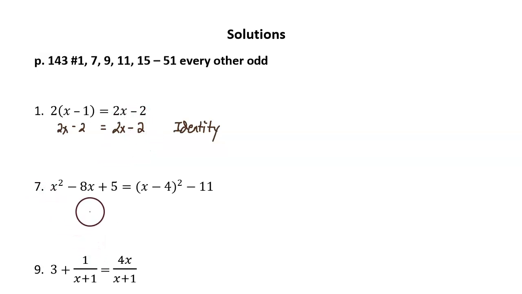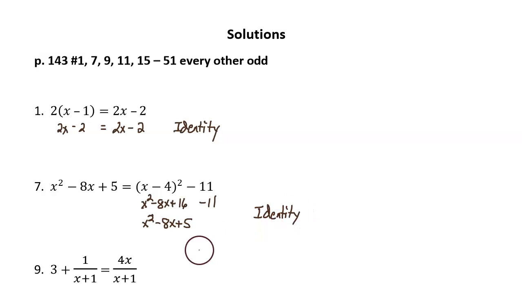Question 7, is this an identity or a conditional? Let's simplify the right side by expanding that binomial. This becomes x squared minus 8x plus 16. Then we can combine like terms. This becomes x squared minus 8x plus 5. At this point, we can see that the left side is identical to the right side, so this is an identity. Regardless of what number is substituted for x, the left side will always be equal to the right side.